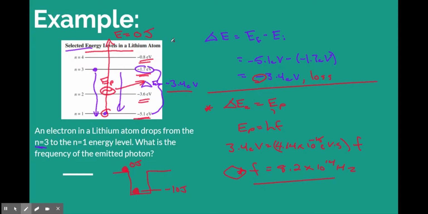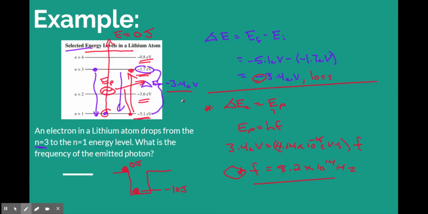So I just wanted to comment on the way that people often show the relative energy in an atom, usually using these negative energies. Don't be surprised. Just roll with it. The math still works because, again, to go from negative 5.1 up to negative 1.7, we would have to add 3.4 electron volts, or we lose it when we drop down.